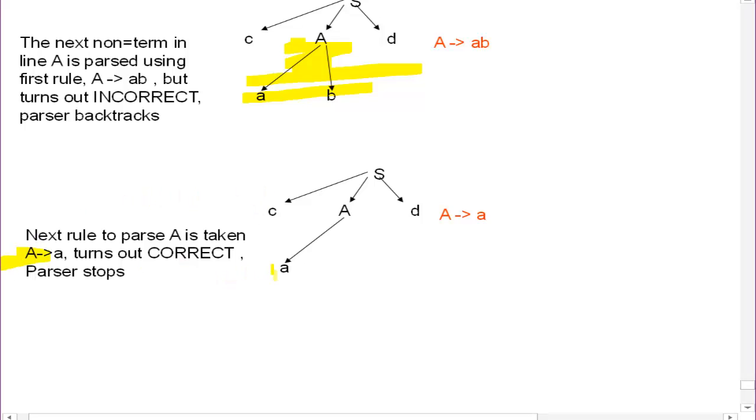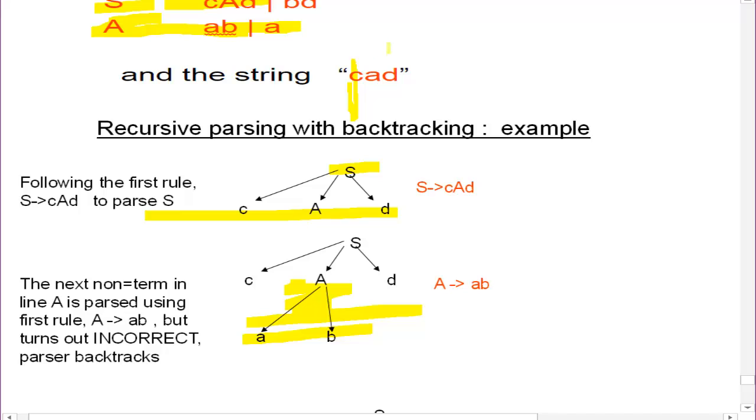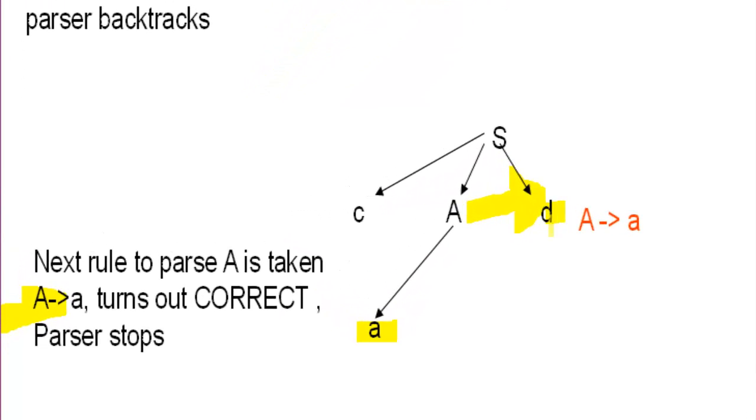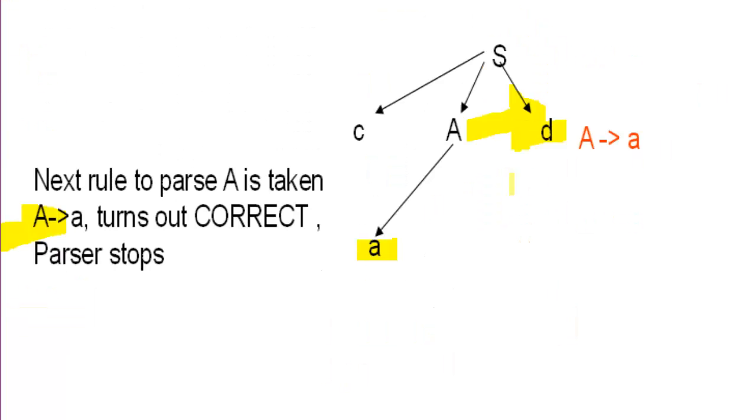Because this is a terminal, I have to check it with my input. It matches with the c and a in between. So c was already matched, a is now matched. Okay, and I'm done with this. So I go to the right side here, and I'm seeing this is d. D is also a match. So I got the match, right? So this is how backtracking works. When I get a match, I accept the token string. I say this is valid because it is syntactically correct.